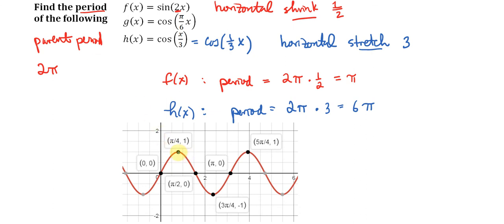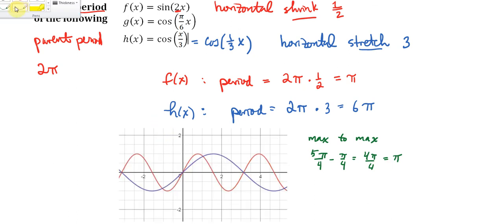One way we could do this is to measure the distance between two maximums. This is from pi over 4 to 5 pi over 4, so max to max, or crest to crest, to use some scientific terms. It goes from pi over 4 to 5 pi over 4. So if you subtract these two, you end up with 4 pi over 4, and that's equal to exactly just pi.